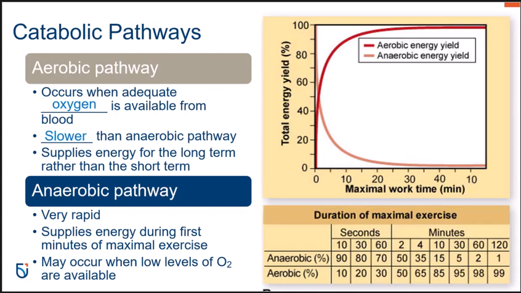Now, if we look at this chart at the bottom, what we can see is that at 10, 30, and 60 seconds into exercise, we're primarily using our anaerobic pathway compared to our aerobic pathway. But then once we start getting into minutes of exercise, we start seeing a bit of a shift occurring. And by the time we've reached an hour of exercise, we're using primarily our aerobic pathway to produce ATP. Again, we're going to be getting much more ATP through the aerobic pathway than we are the anaerobic pathway.